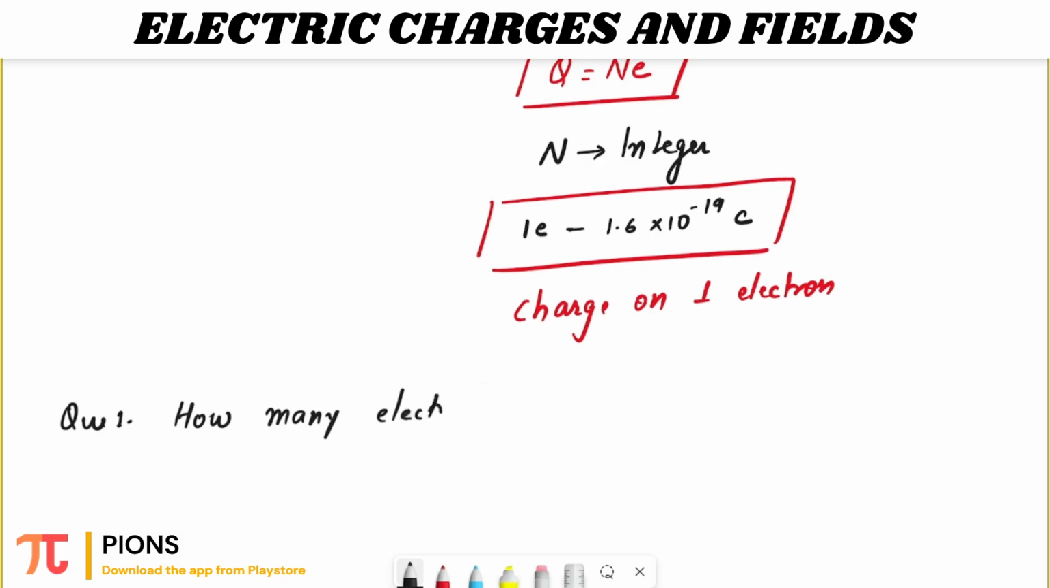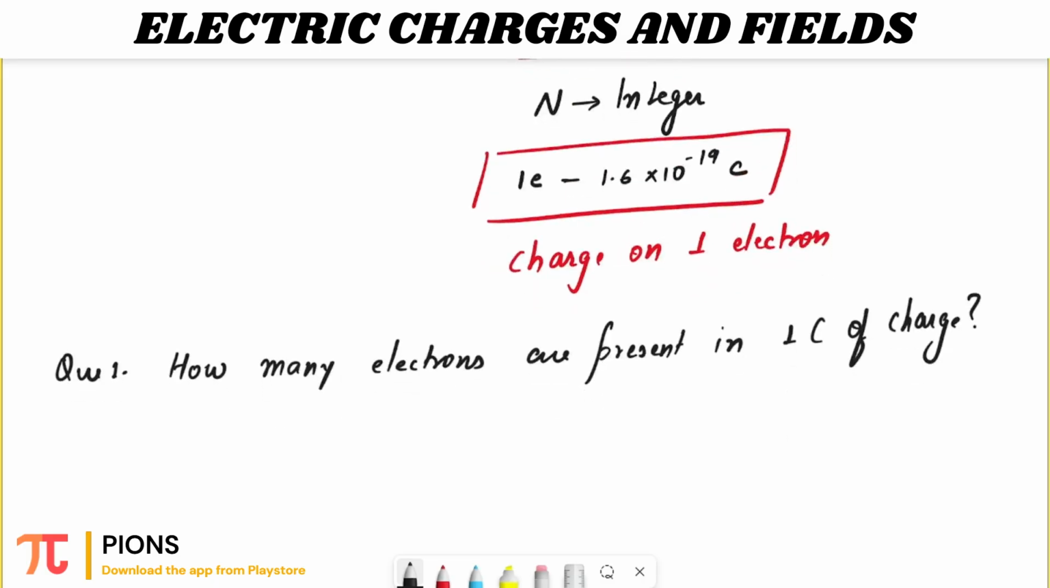How many electrons are present in 1 coulomb of charge? Now be very careful. 1 coulomb of charge is different from 1 electron. 1 electron carries 1.6 × 10^-19 coulomb. But what about 1 coulomb of charge?